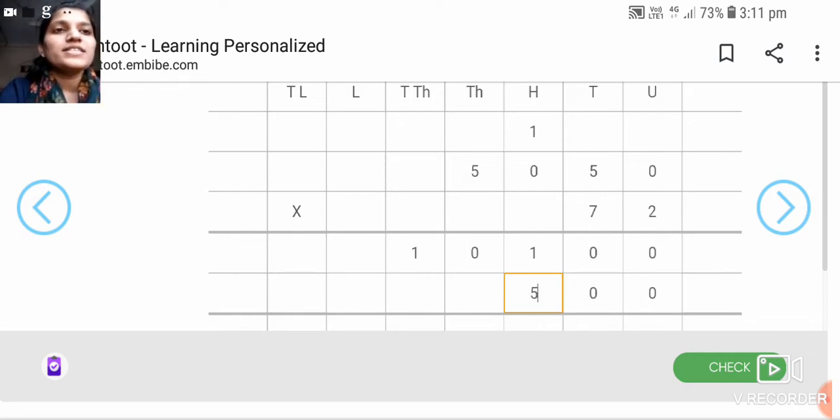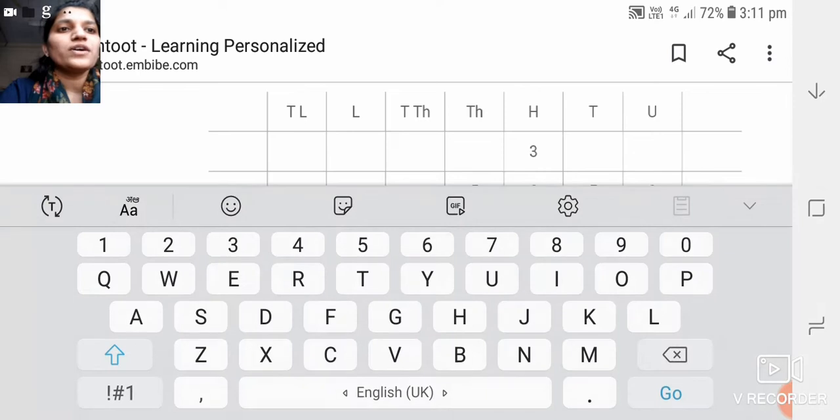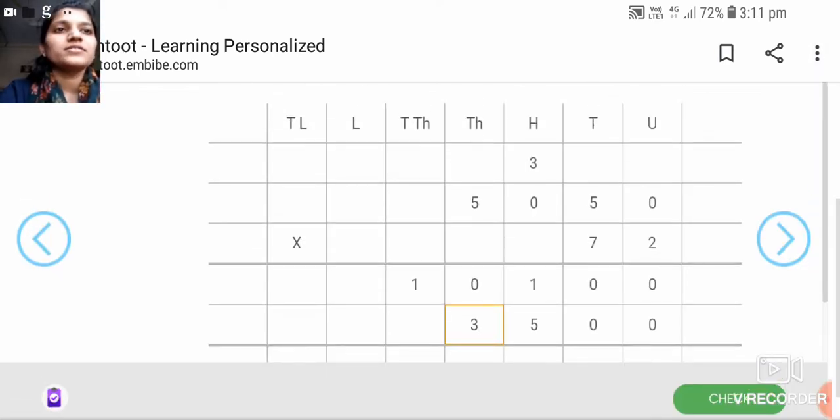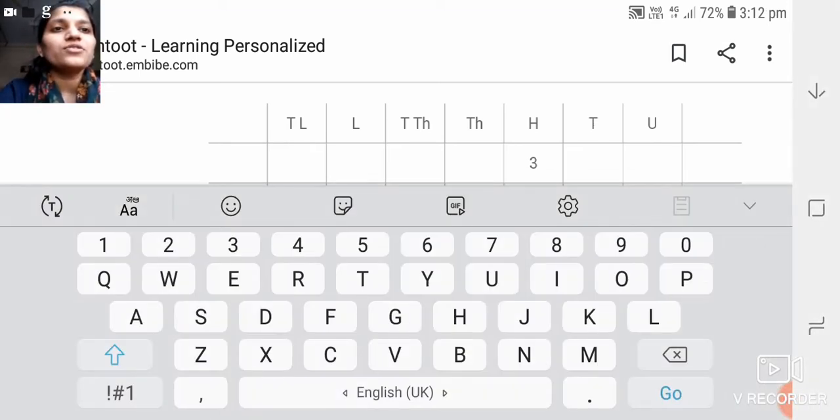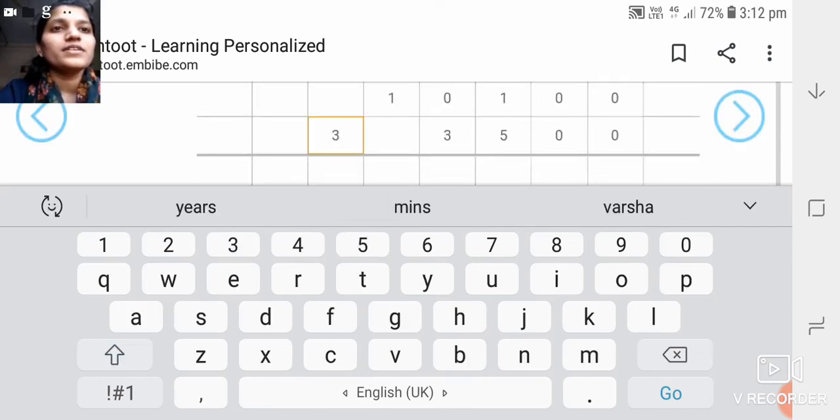So now 7 zeros are 0. So students, here you can see that I have typed here 3. So 7 zeros are 0, and 0 plus 3 is 3. So we are going to write here 3. After that, the last one, 5 is there in thousands place, so 7 5s are again 35. So we are going to write here 35. Yes, 3 here and 5 here we are going to write.